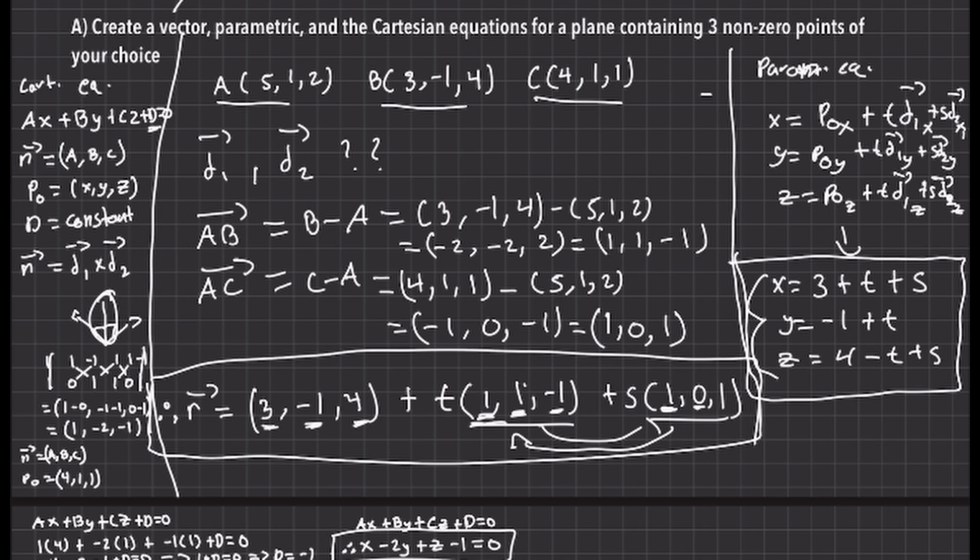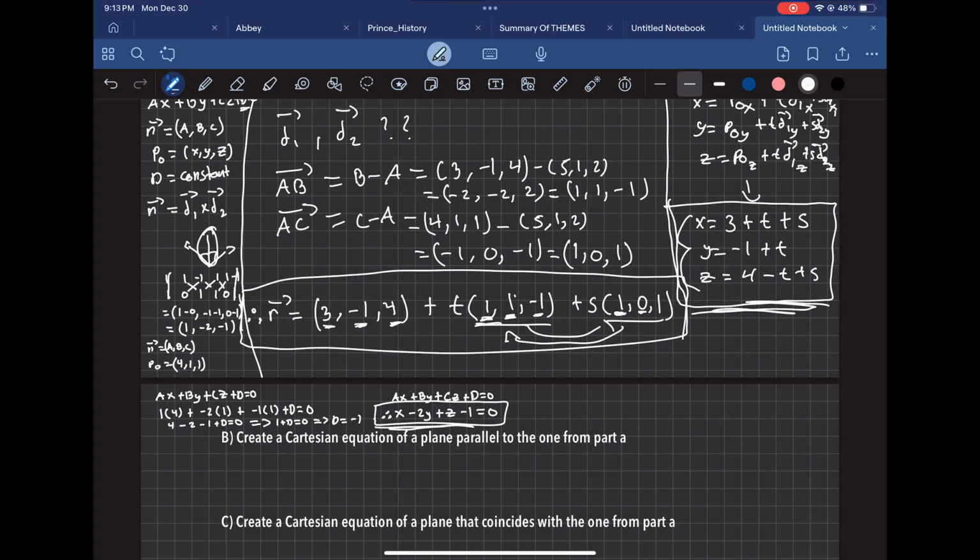And then we know that the Cartesian equation is ax plus by plus cz plus d equals 0. We're plugging in a, b, c as the normal, and we're plugging in one point as x, y, z, solving for the constant d, and then plugging that all back in to get the Cartesian equation.